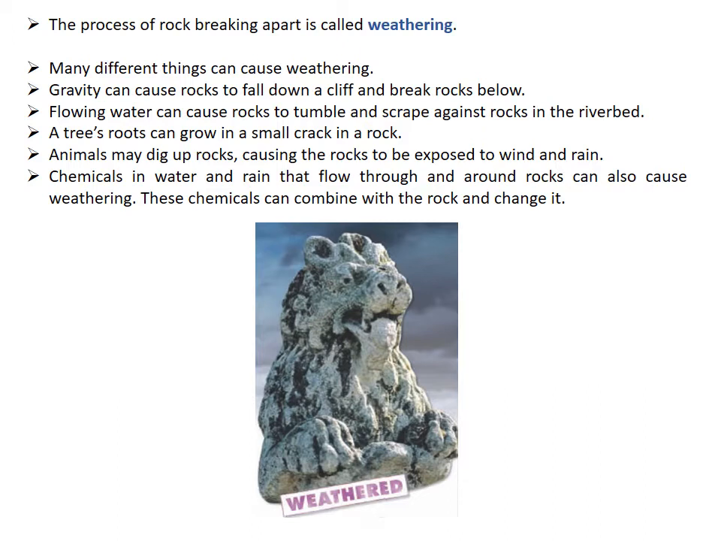We have to know that many different things can cause weathering. Gravity can cause rocks to fall down a cliff and break rocks below. Flowing water can also cause rocks to tumble and scrape against rocks in the riverbed. Living things can also cause weathering. A tree's roots can grow in a small crack in a rock. Animals may dig up rocks, causing the rocks to be exposed to wind and rain. Chemicals in water and rain that flow through and around rocks can also cause weathering. These chemicals can combine with the rock and change it.